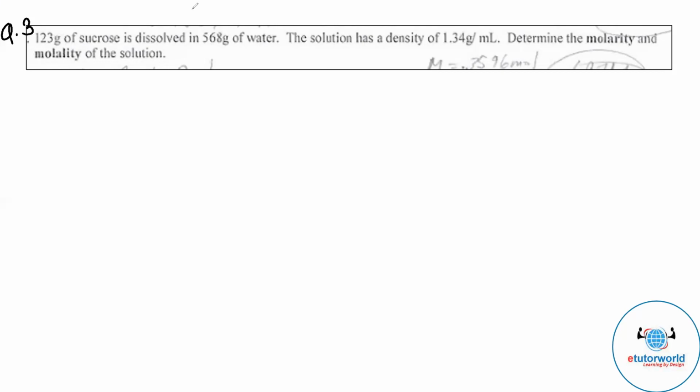Okay, sir. 123 gram of sucrose is dissolved in 568 gram of water. The solution has a density of 1.34 gram per milliliter. Determine the molarity and molality of the solution. Very good. So what is asked? Molarity and molality are asked. What is given? The solute mass is given. Solute mass, we will consider it as M solute. Now in this problem, the solvent mass is also given. Solvent is water. And the density of the solution is given.